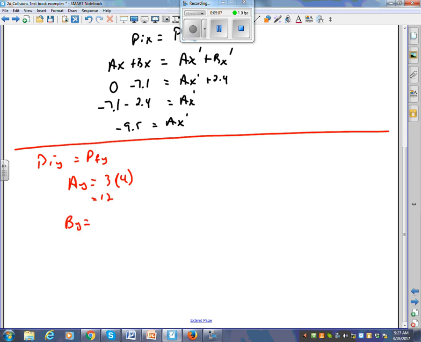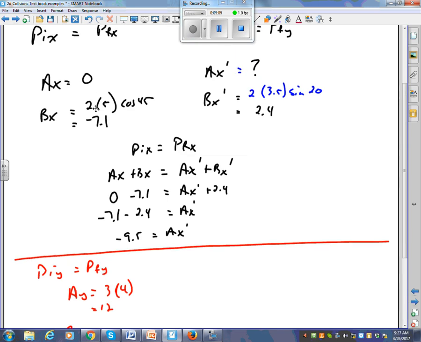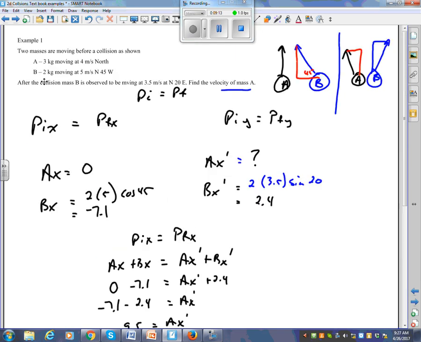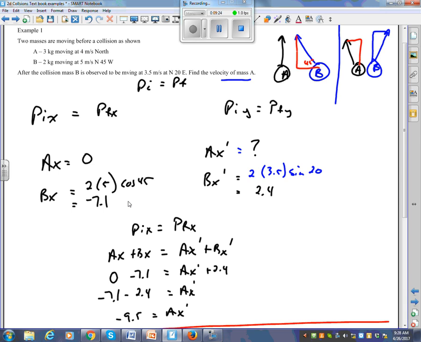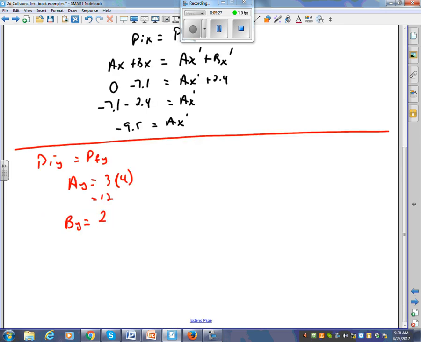By. Now you can go back to here to make sure your By is 2 times 5. Let's just double check that we did that right. Mass of 2 kilograms, moving at 5, so 2 times 5, and it's north 45 west. So the y is going to be the opposite here, so that's going to be sine 45. So 2 times 5 times sine 45, which is 10 times sine 45. And what do you know? 7.1. Hopefully you realize that with 45 in there, right? And is that positive or negative? Positive. Because it's going up, right?